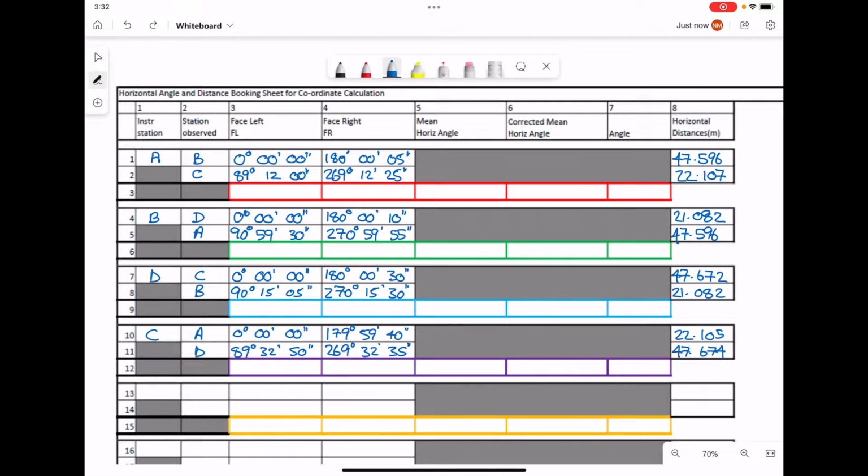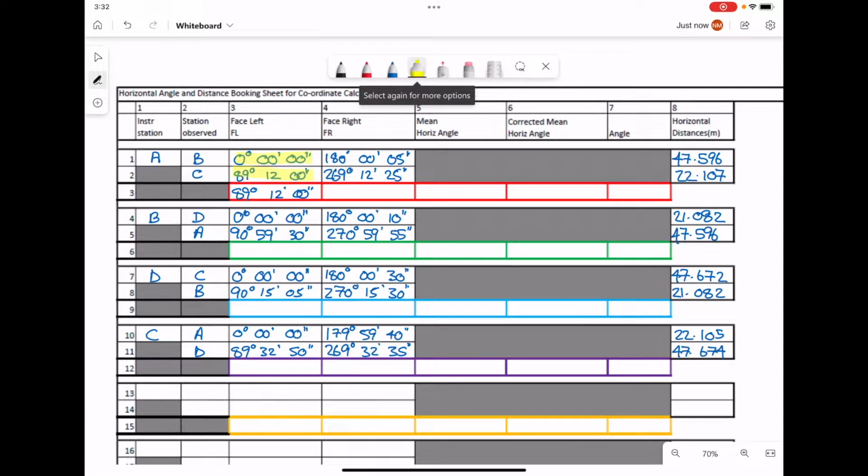Once we have our angles recorded, both face left and face right at each of the instrument stations, we're now going to calculate the difference between the two face left angles and the difference between the two face right angles. So what I mean by that is that we're going to calculate the difference between 89, 12, 0 and 0, 0, 0 and write in the difference in the cell beneath.